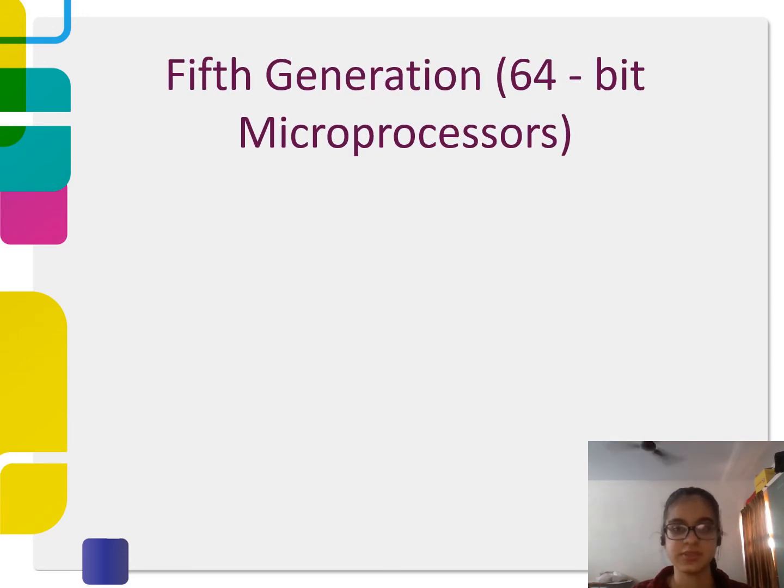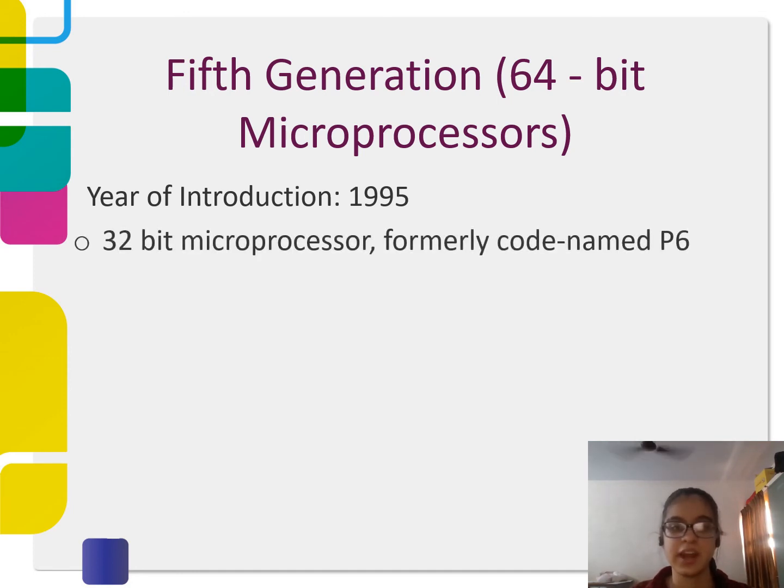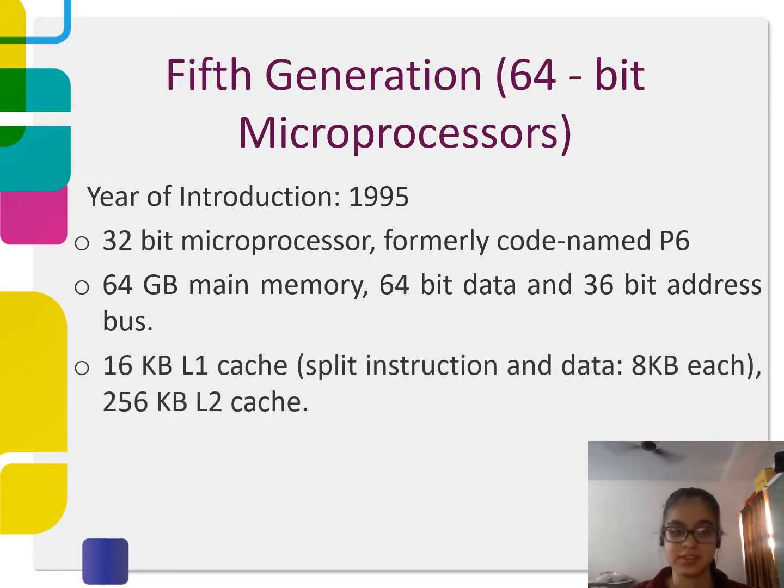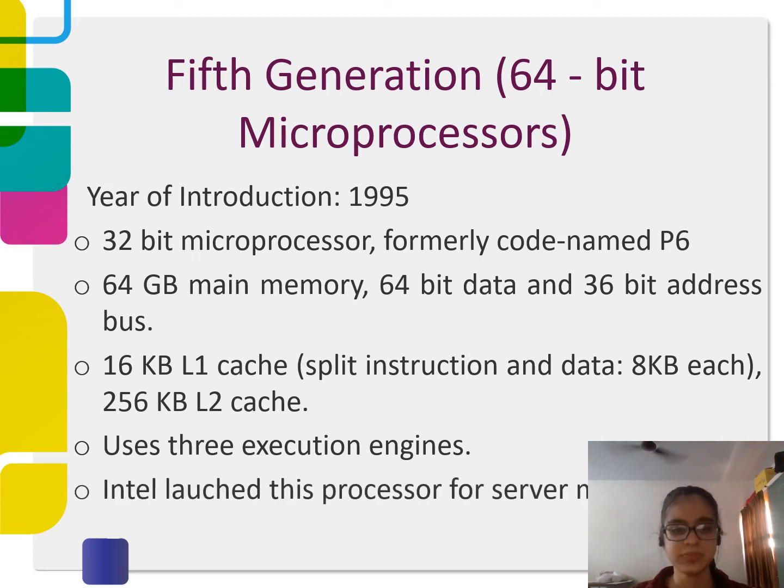Fifth generation or 64-bit microprocessors. The year of introduction was 1995. It was formerly code named P6, with 64 GB main memory, 64-bit data and 36-bit address bus, 16 KB level 1 cache, split instruction and data 8 KB each, and 256 KB level 2 cache. It uses 3 execution engines. Intel launched this processor for the server market.